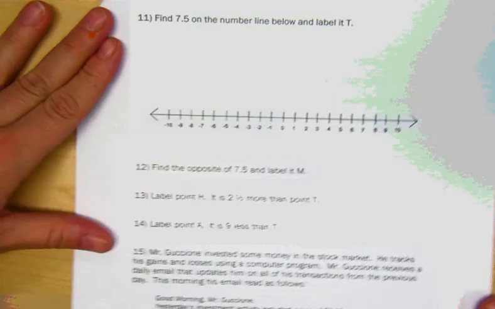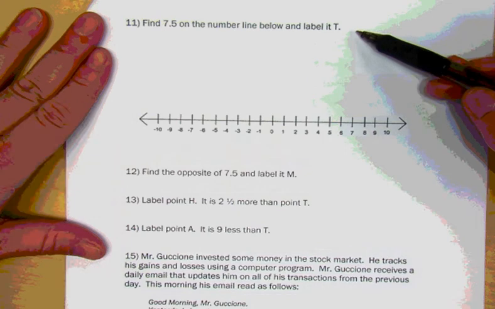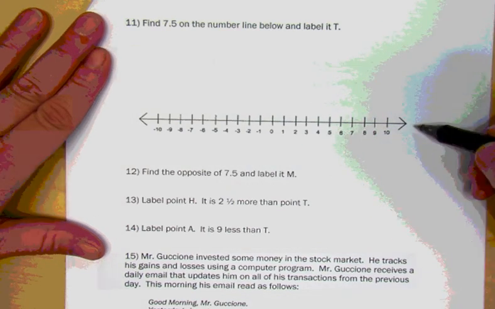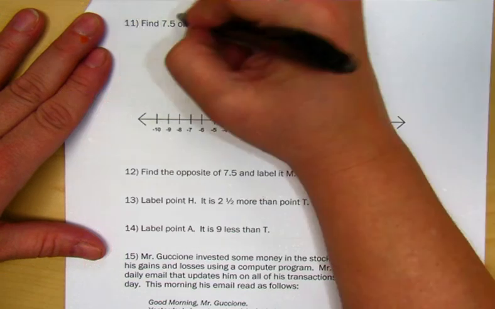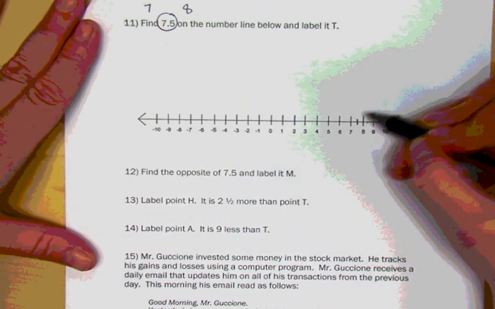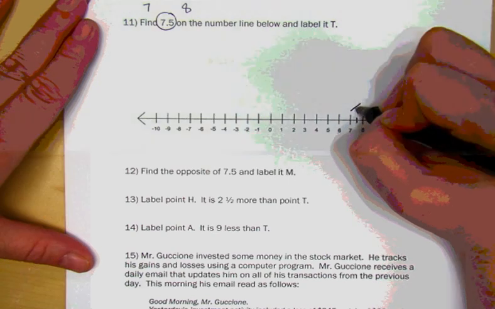This is the unit review part 2. So question 11 says find 7 5/10 on the number line below and label it T. So I'm going to look at my number line, and I know that 7 5/10 is going to be between 7 and 8. So I'm going to go to 7 and 8 on my number line, and I'm going to find right in the middle, because that's where 7/10 is, and I'm going to label that T.